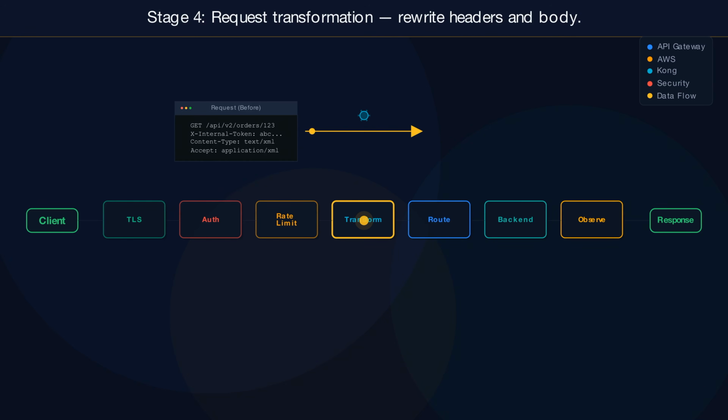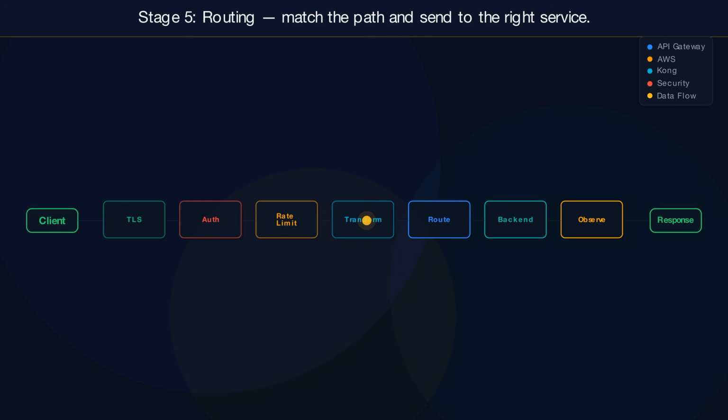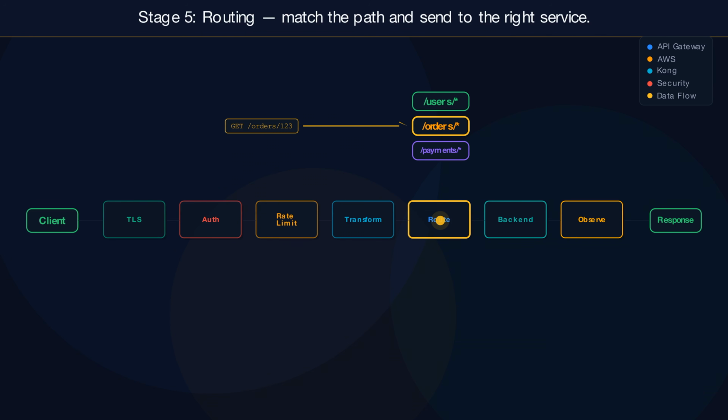Stage 4. Request transformation. The gateway rewrites headers, modifies the request body, and translates between protocols. Internal headers are stripped. Content type is converted, maybe XML to JSON. A unique request ID is injected for traceability. The client sees a clean, consistent API surface regardless of what your backends actually expect. Stage 5. Routing. Based on the URL path and HTTP method, the gateway matches the correct upstream service.